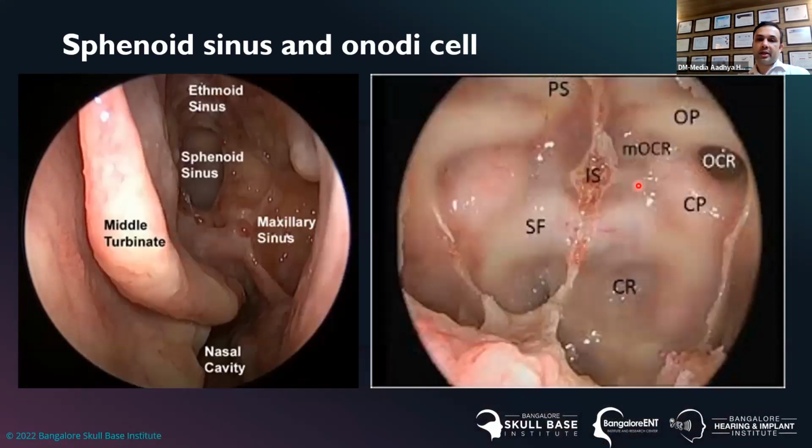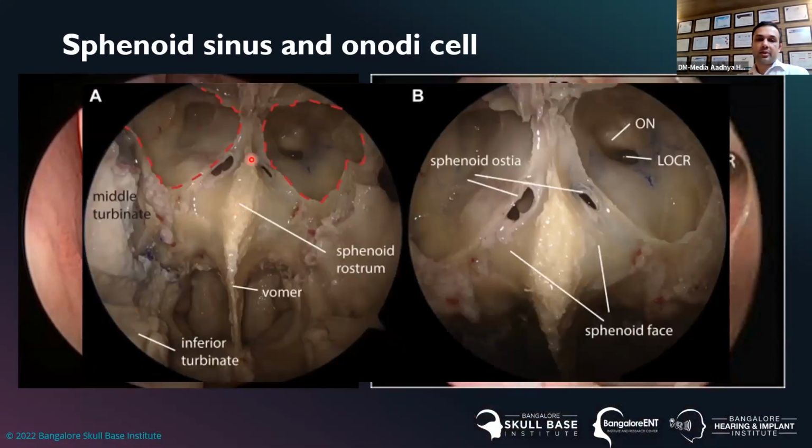So that is the sphenoid sinus anatomy. You can see that's the rostrum of the sphenoid. The septum has been taken down. You can see the rostrum of the sphenoid. You can see the openings, the ostia right there. These are the ostia and these are the sinuses. And you can see the rest of the structures.